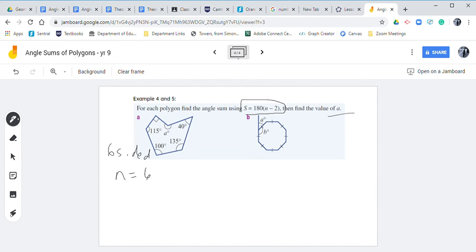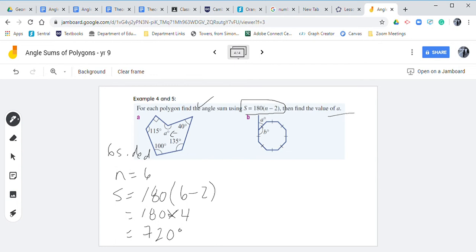So now I'm going to find S. S equals 180 times (n minus 2), so that becomes 180 times 4. I know I'm really walking it step by step here, but I'm just trying not to skip anything. 180 times 4 gets me 720. So I've done finding the angle sum. Check. Now I need to find this angle right there.